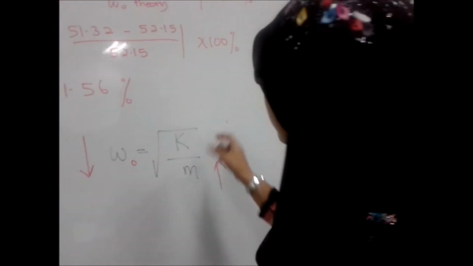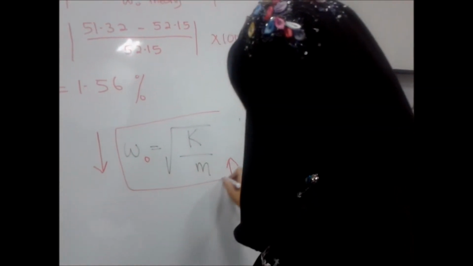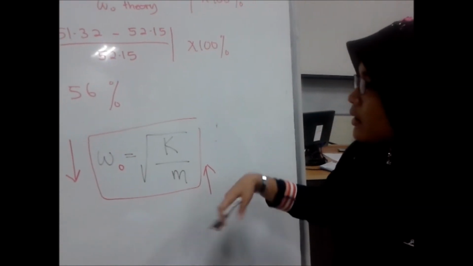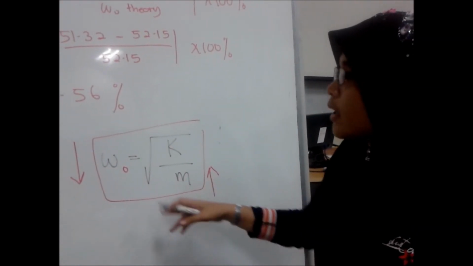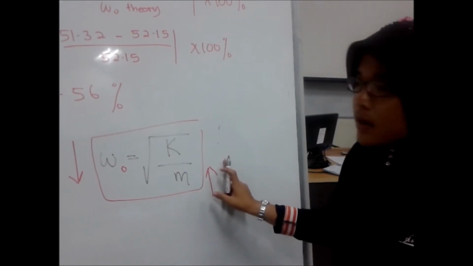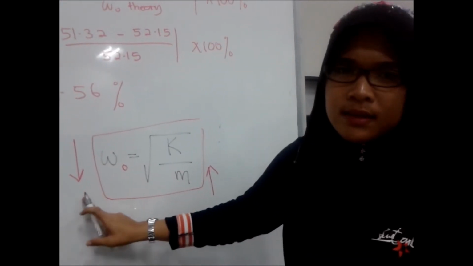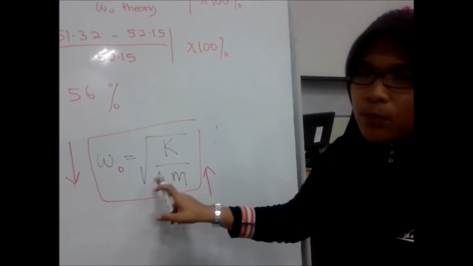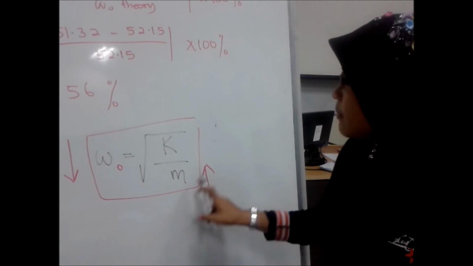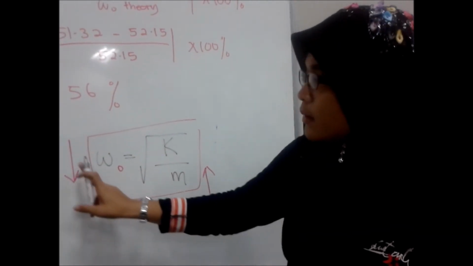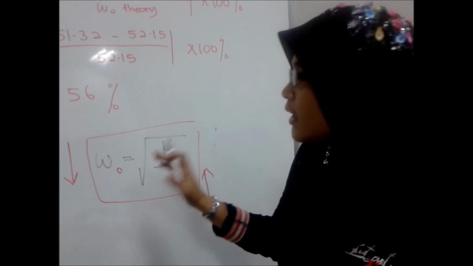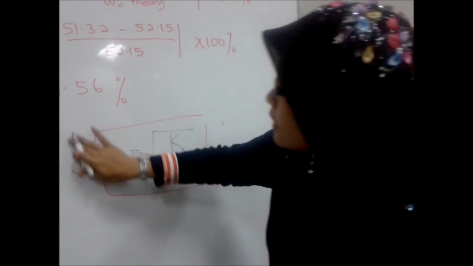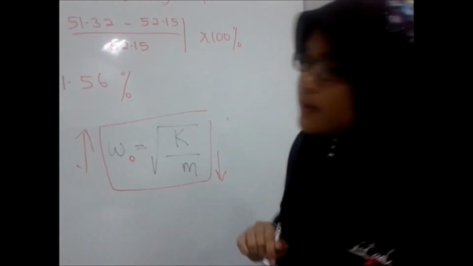For my second objective, I want to relate the natural frequency and mass. I use this equation, omega naught equal to square root of K over M. What do we know? When mass increases, natural frequency will decrease because natural frequency is inversely proportional to the mass. If we decrease mass, natural frequency will increase.